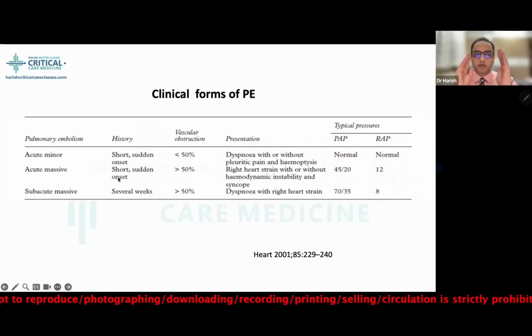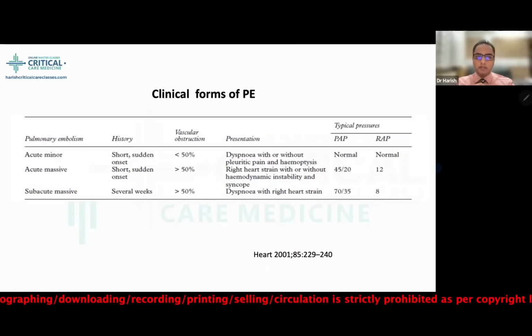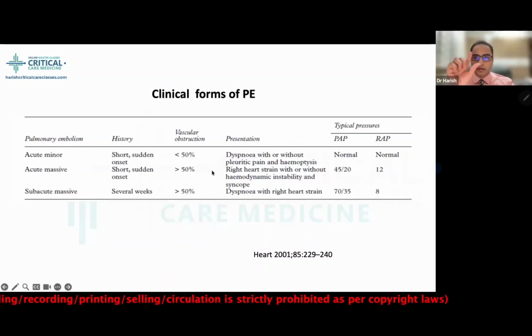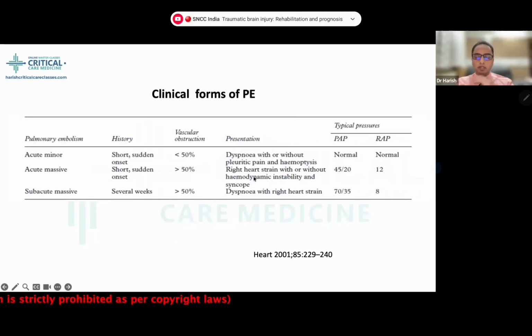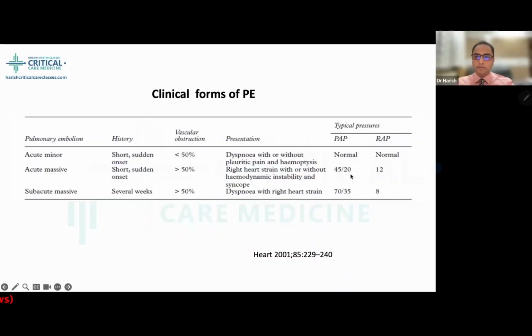Acute massive, they present with short, sudden onset of breathlessness. Okay, more than 50% of the caliber is compromised with the thrombus. So right heart strain with or without hemodynamic instability, and syncope will be there. Usually their pulmonary artery pressure is around 45 over 20. Okay, so right atrial pressure is around 12. Subacute massive, so the history is several weeks. More than 50% of the caliber is compromised. So they present with dyspnea with right heart strain. Usually their pulmonary artery systolic pressure may be 70, diastolic is around 35. So right atrial pressure is around 8.